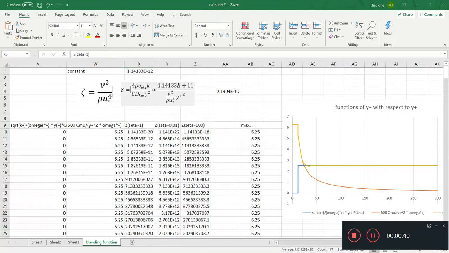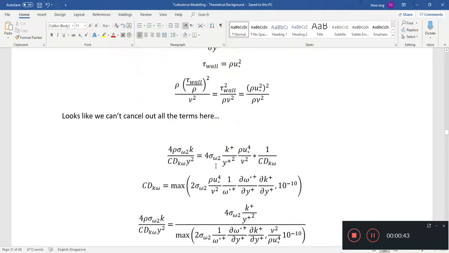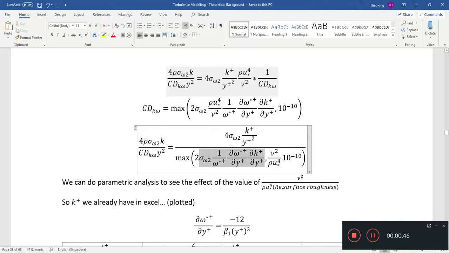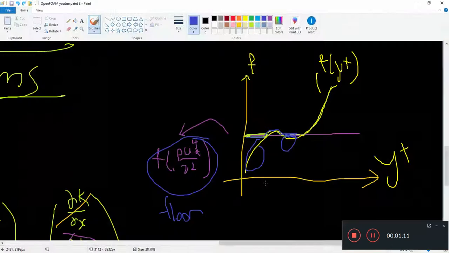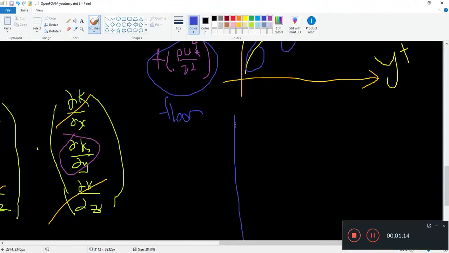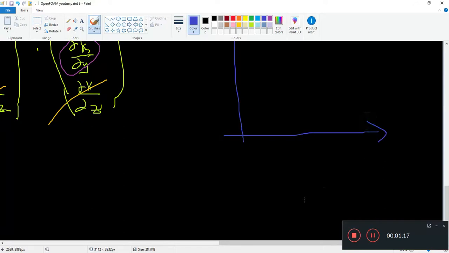Not only that, in actual fact, this term gets increasingly large as we go towards the turbulent bulk layer. In the boundary layer, this term is almost negligible, but as you increase your y plus to the point where you reach the turbulent layer, this term increases dramatically. So you might have this term.